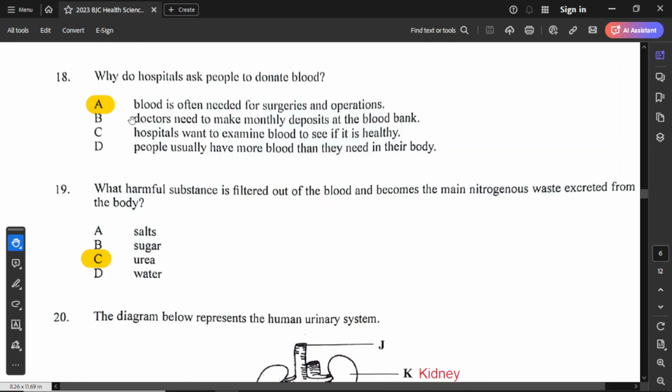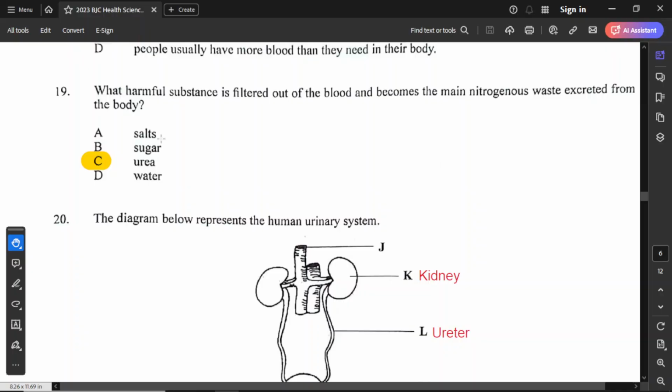And this is simply because blood is needed for surgeries and operations, especially during emergencies. All right. And so they need to have blood ready to do emergency surgeries and also operations. All right. So that's why you call it a blood bank. They keep blood in reserve when it's needed for emergency cases, especially, and other cases of operations and surgeries, as suggested in the question.